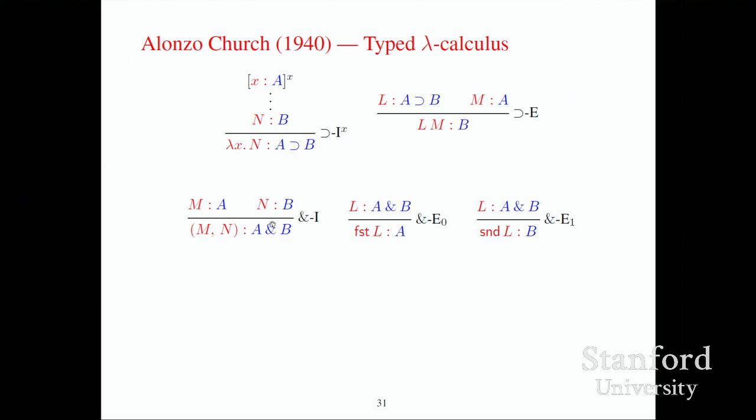And we can also have a data structure. Let's have pairs. So if M is a term of type A and N is a term of type B, then (M, N) is an AB pair. And if L is an AB pair, then first of L extracts the first component, whose type, of course, is A, and second of L extracts the second component, whose type, of course, is B.